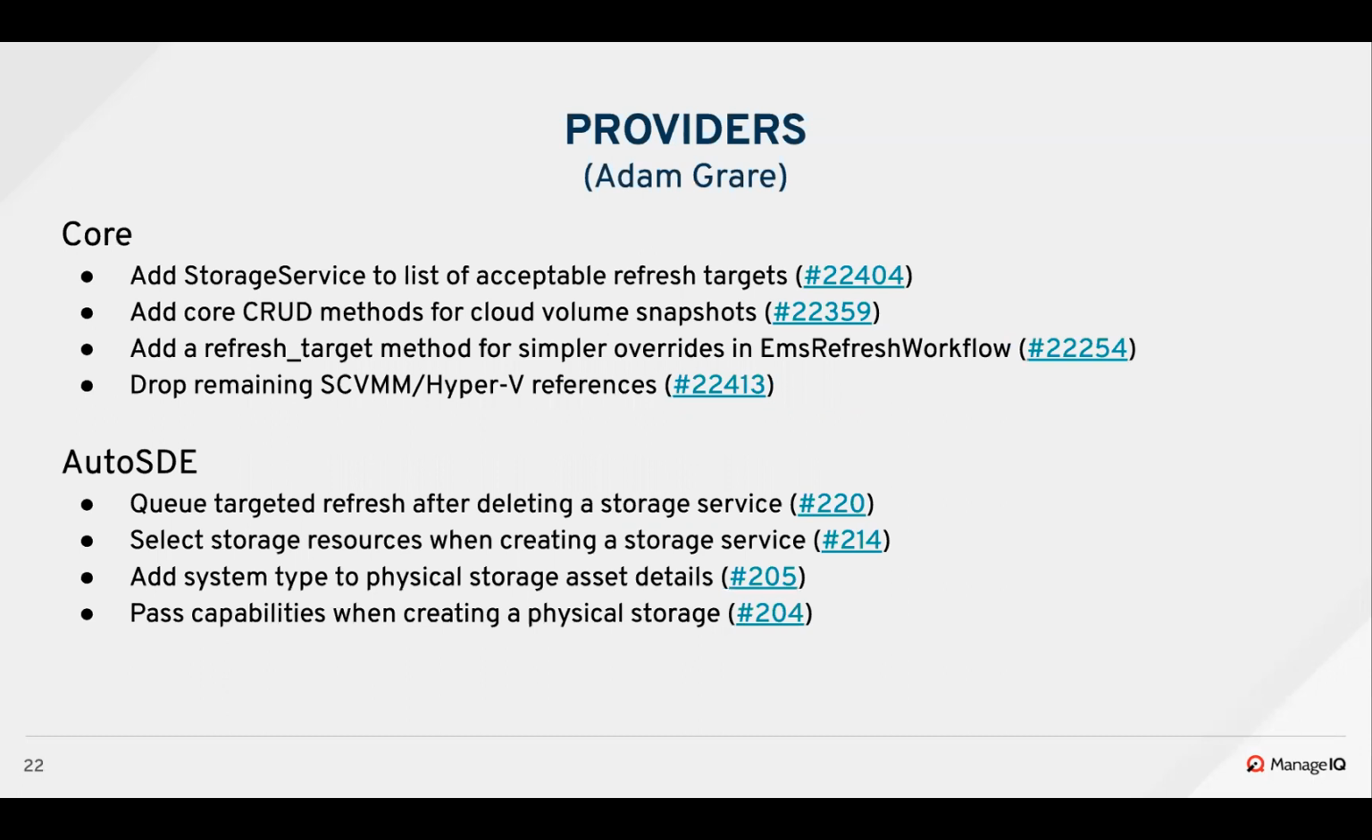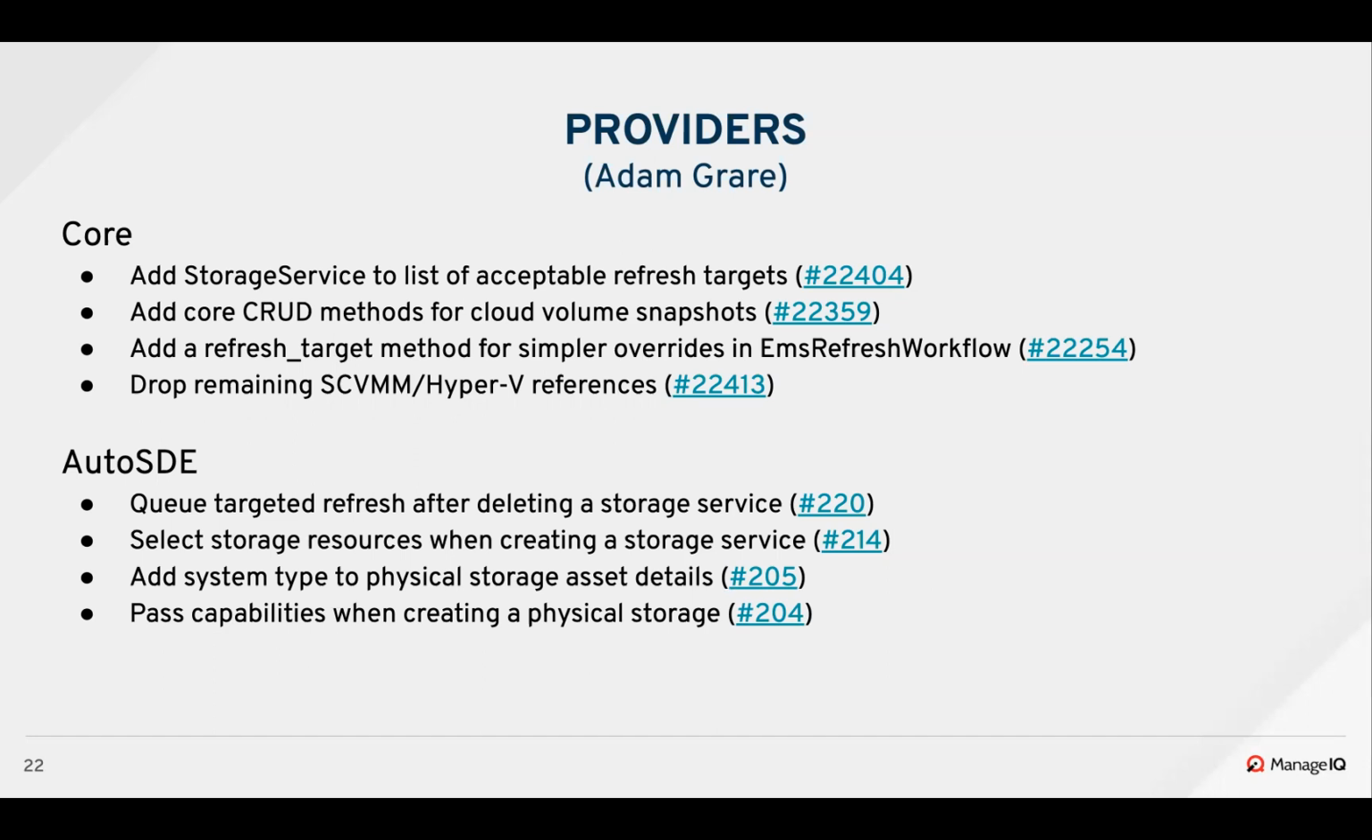All right, thanks, Melody. So this sprint, we added a storage service object to the list of acceptable refresh targets. This made it simpler for the AutoSDE team to do some targeted refresh work in their provider, which we'll get to later. They also added the core CRUD methods for Cloud Volume snapshots, along with a number of supports methods. They're working on Cloud Volume snapshots in their own provider, but we're noticing that when they went to do this through the API, a number of the core expected supports methods were missing, and so they were going through and fixing that up for us, which is nice.